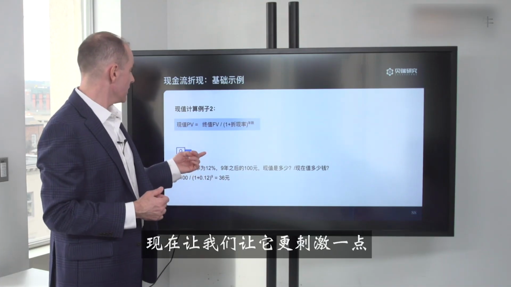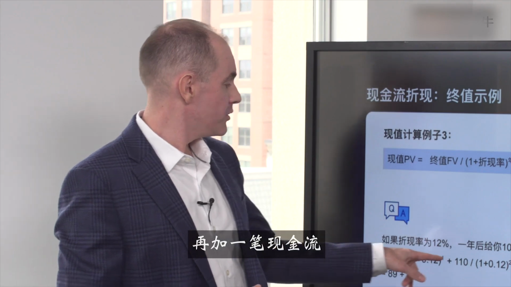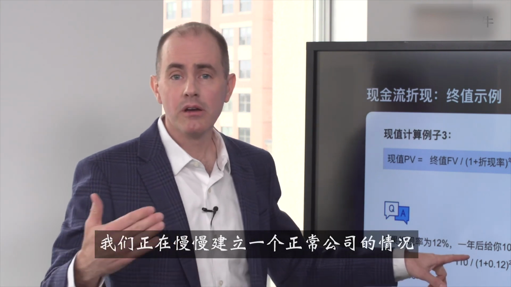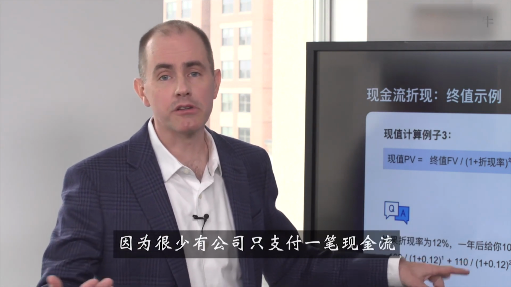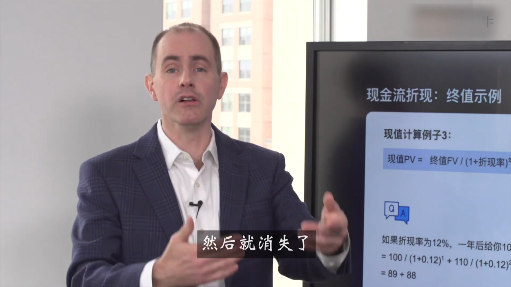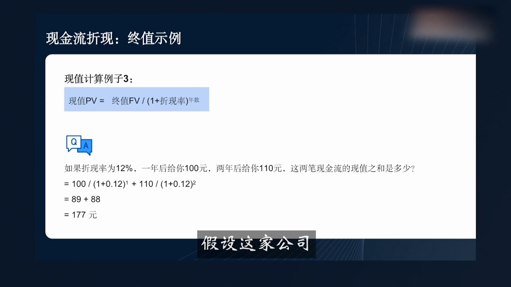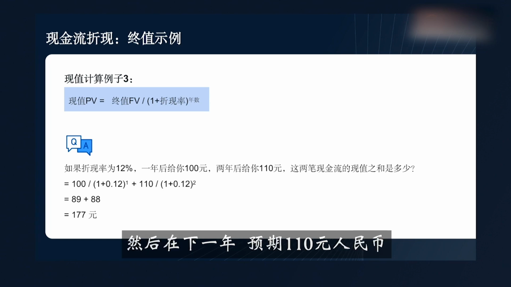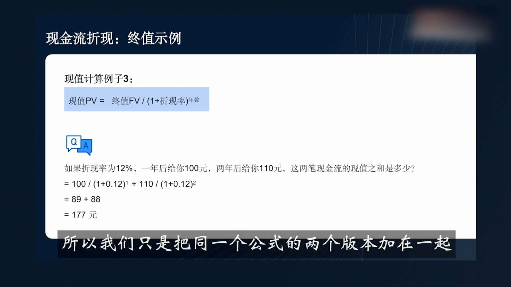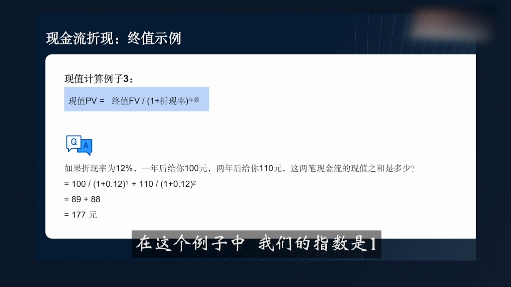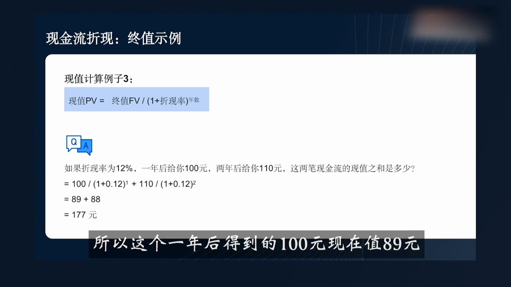Now let's make it a little more exciting and add 2 cash flows. We're building up to a normal company situation because very few companies pay literally just 1 cash flow and then disappear. So let's say this company is going to have 100 RMB expected in a year. Then the year after that, expecting 110 RMB. So we just add 2 versions of the same formula together. In this case, we use a 1 for the exponent, and in this case, we use a 2. So this 100 in a year is worth 89 now.